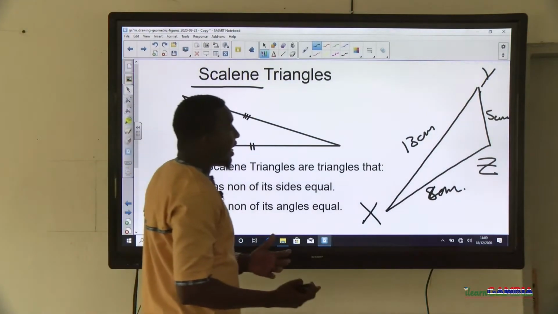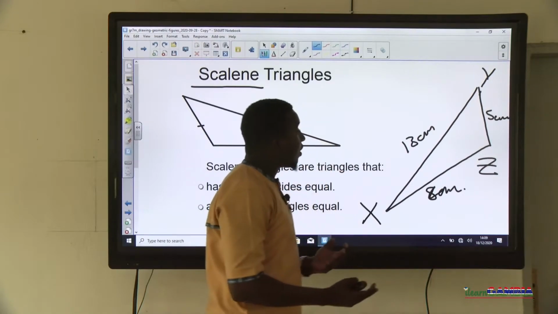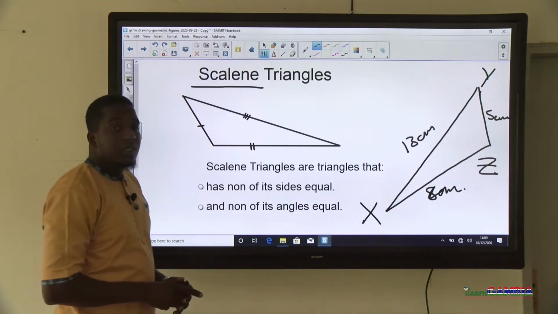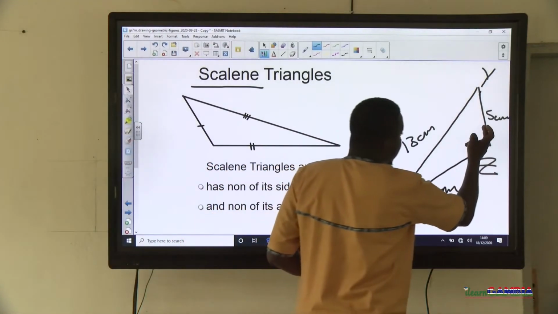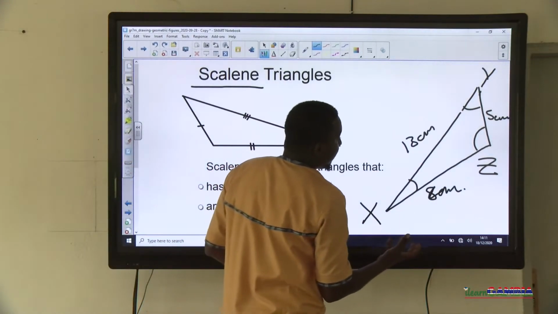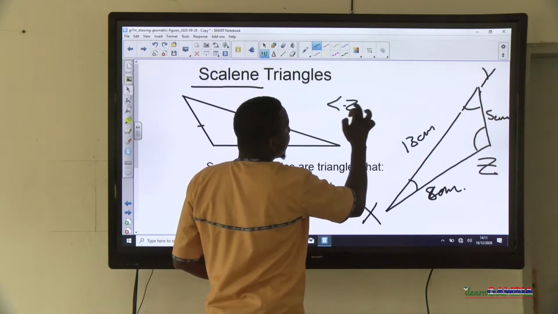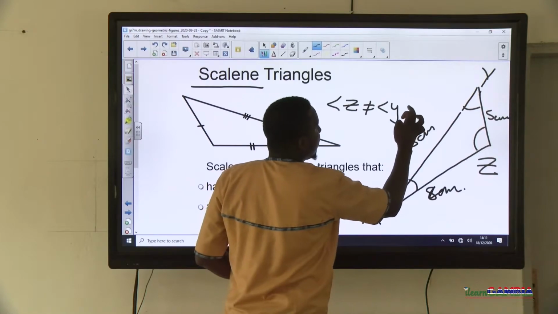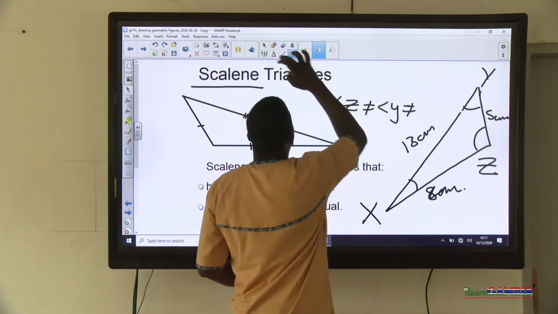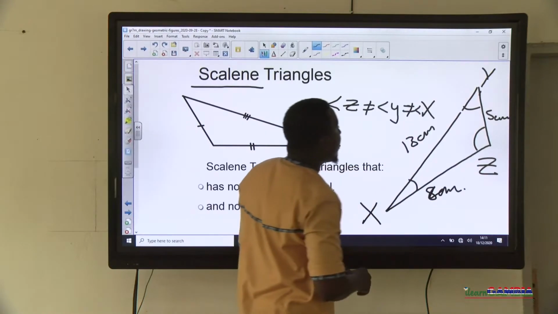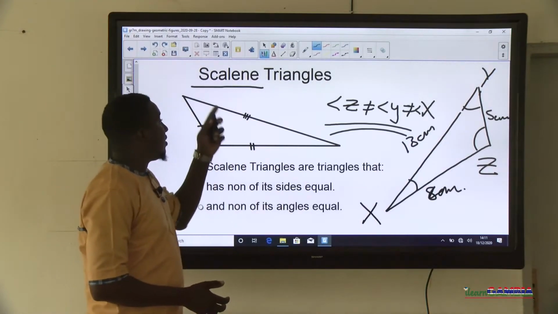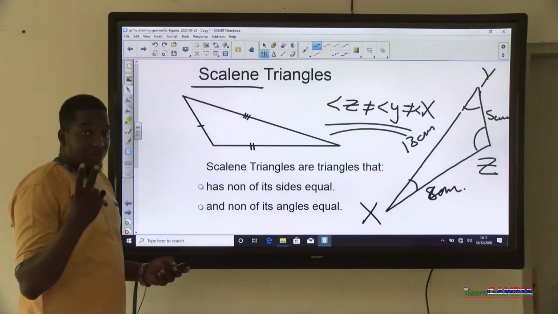You can also use the idea of measuring the angles. If you have a protractor and you are comfortable with measuring the angles to determine what type of triangle it is, you can still do that. You can measure angle Z, angle Y, and angle X. Once you establish that angle Z is not equal to angle Y, which is also not equal to angle X, you can conclude that that particular triangle is a scalene triangle. So far we've discussed these three types of triangle.